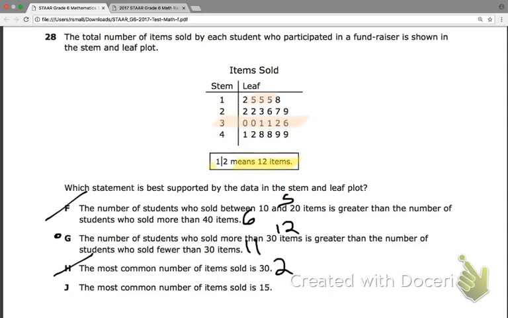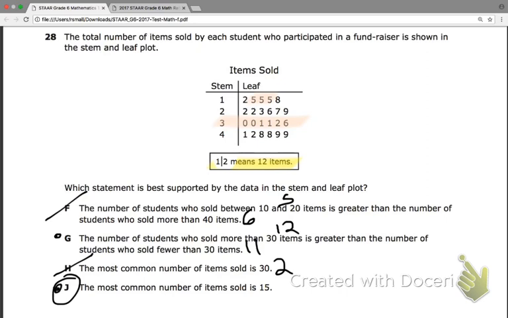So that can't be right because that's not most common. Or J, the most common number of items sold is 15. Well, I know there's 3 5s, so that's a maybe. In this case, J would be our correct answer because the most common number of items sold is 15.